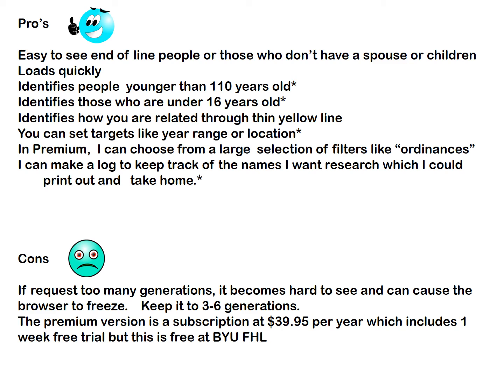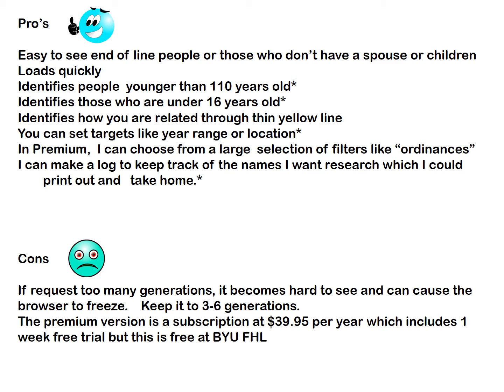So the pros to this program: it's easy to see end-of-line people or those who don't have a spouse or children. It loads quickly, identifies people younger than 110 years old, identifies those who are under 16 years old, identifies how you're related through them through the thin yellow line. You can set targets like year, range, or location. In the premium version, I can choose from a large selection of filters like ordinances.